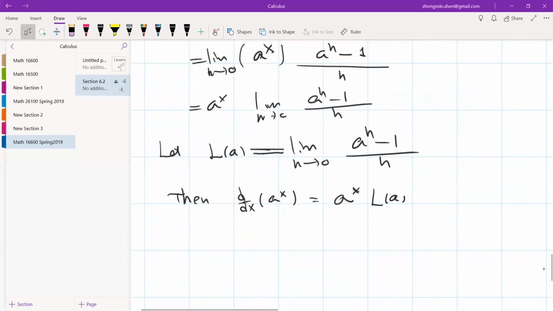So the derivative of a to the x is its original function times something that depends on a. That's it. So what is that? We don't know. But at least I know when a equals 1, that's going to be 0. That's obvious. This L of a is defined for positive a.